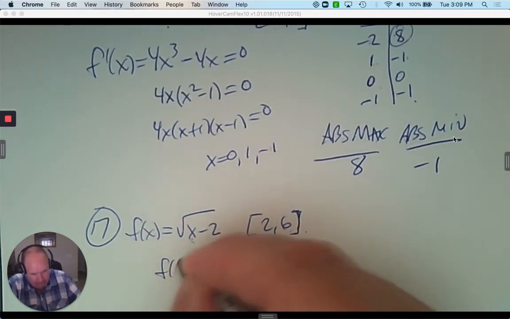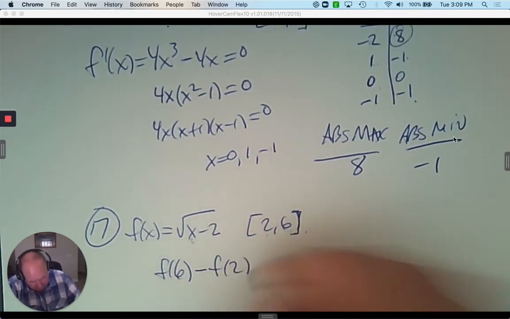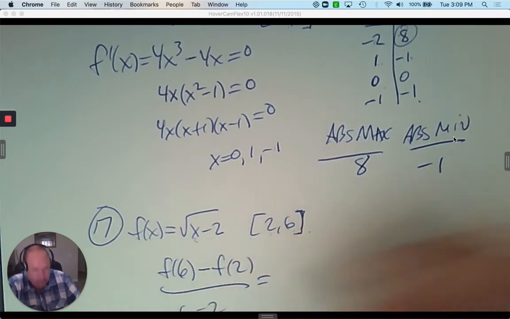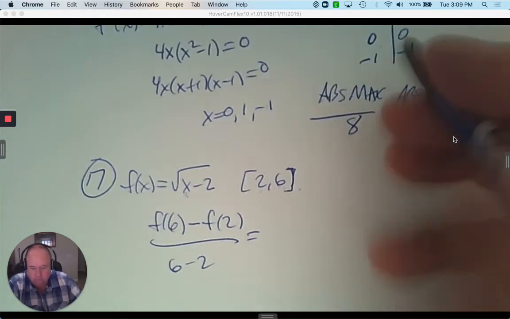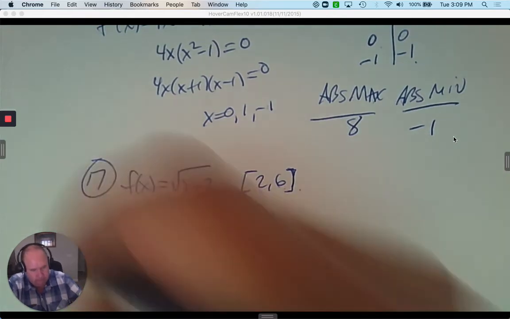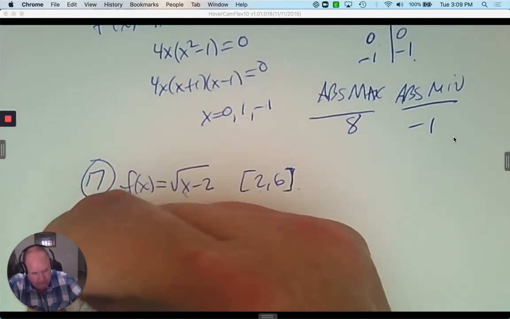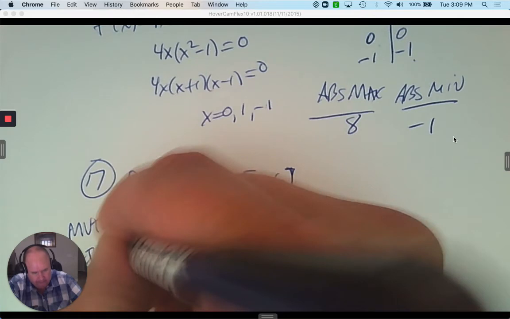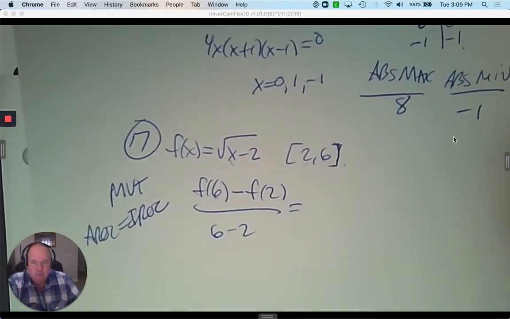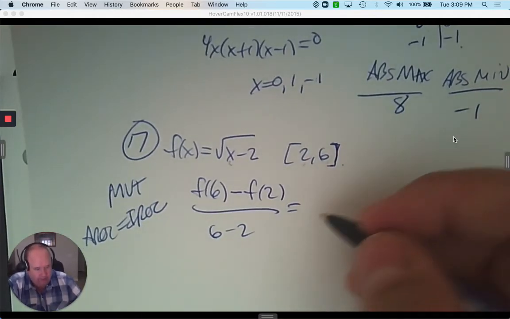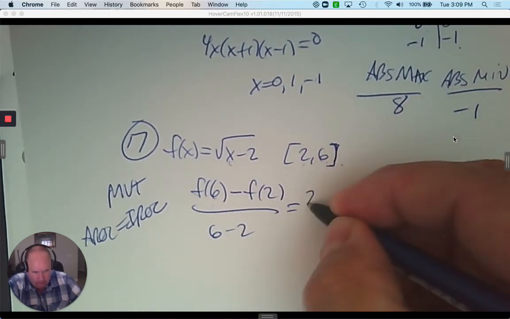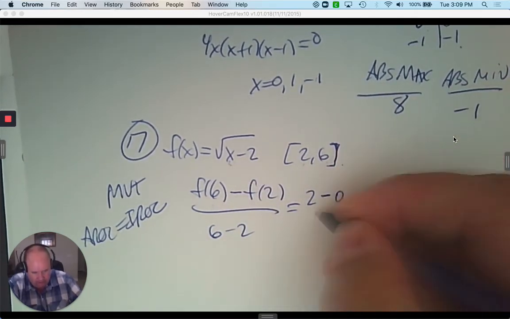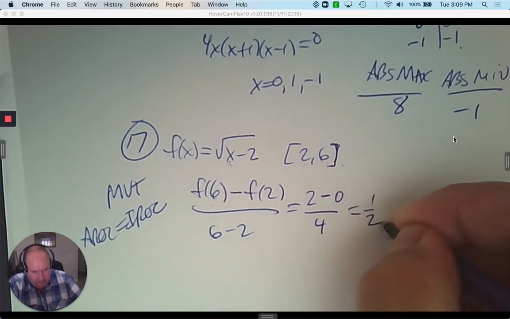So the slope is f of 6 minus f of 2 over 6 minus 2. The slope of the secant, or the average rate of change. This is the mean value theorem, where a rock equals I rock. So in this case, if you plug in 6, you get the square root of 4, which is 2. If you plug in 2, you get 0. So if I put this all together, I get 1/2.